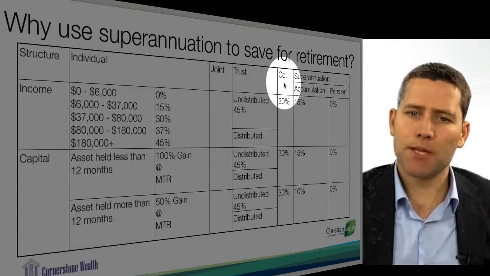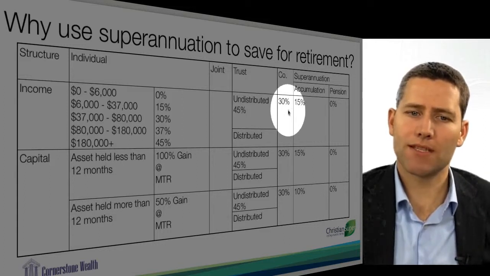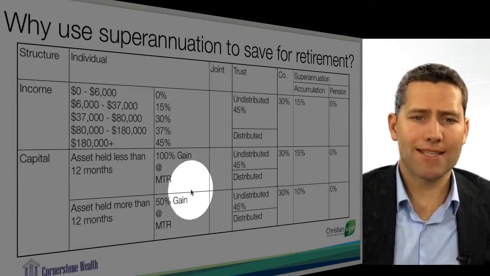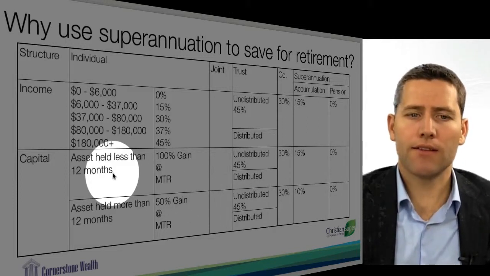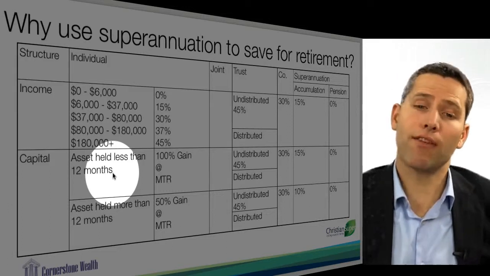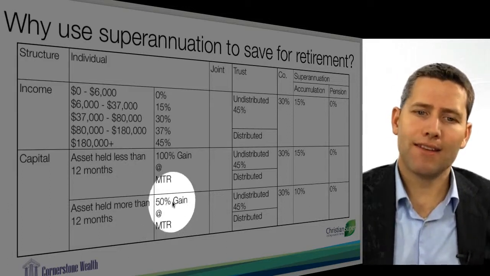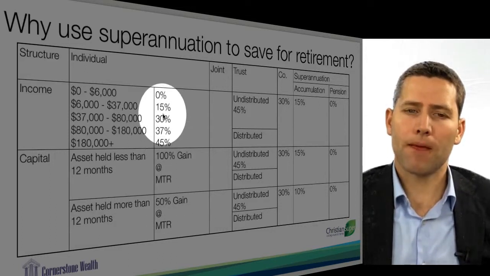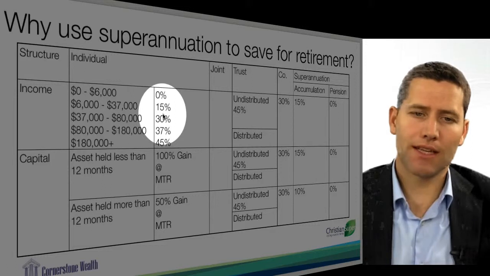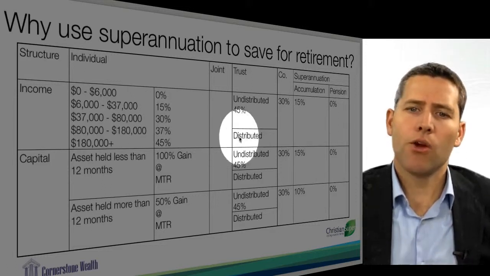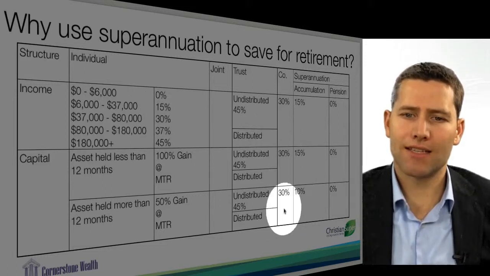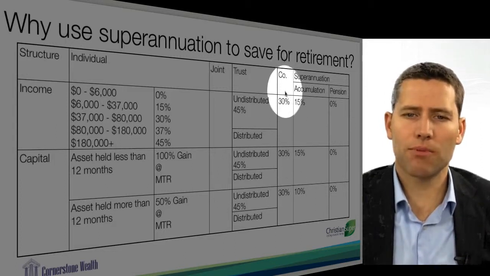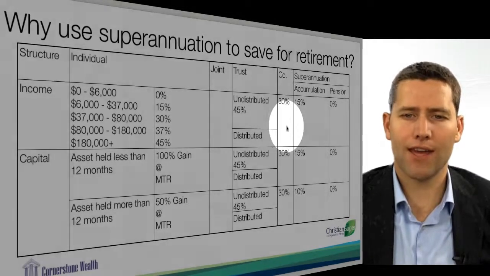The other structure is a company, but because it has a flat tax rate of 30% and there is no discounting on the capital gain, so if you hold an asset in your own name and it increases in value and you've held it for longer than 12 months, the gain is discounted by 50% before it's added to your taxable income and marginal tax rates applied. Whereas in a company, you don't get that discount on the capital gain. So generally, a company is not the best structure to invest in growth assets.